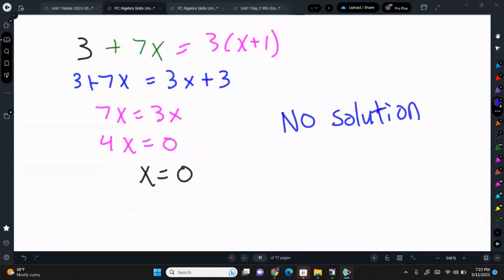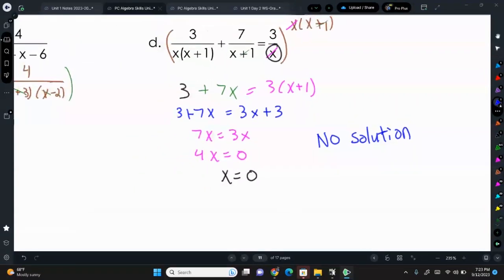So just get in the mindset of double checking that your value for x does not give you a 0 in the denominator. So again, you did do this last year. Hopefully this kind of refreshes that.